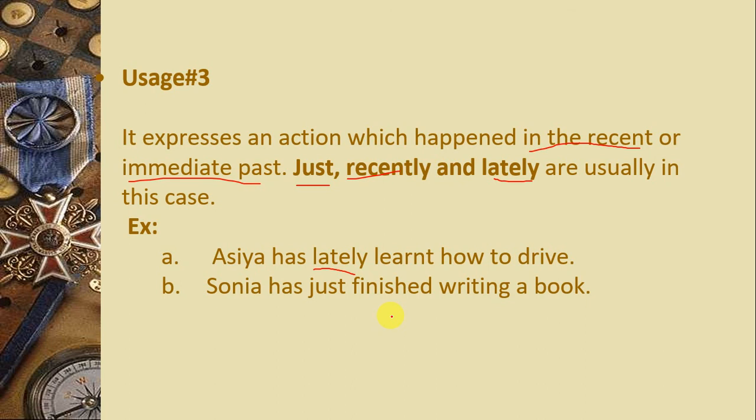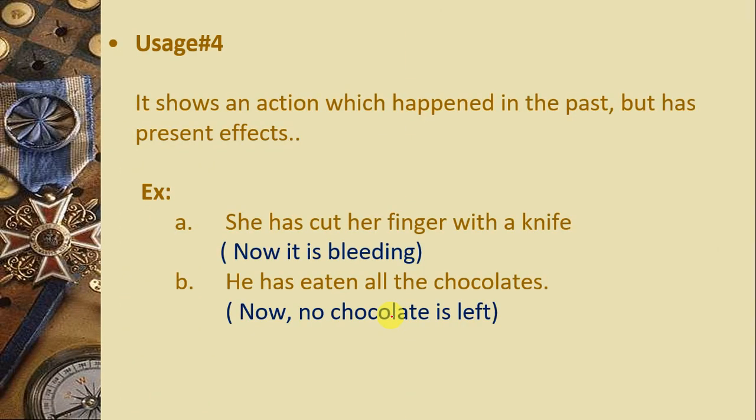Okay, so the fourth usage of present perfect tense is it shows an action which happened in the past but it has present effects. This usage is very common. Whenever you want to show an action that happened in the past but has effect with the present, you should use present perfect tense in this case. For example, she has cut her finger with a knife. Now the result is it's bleeding.